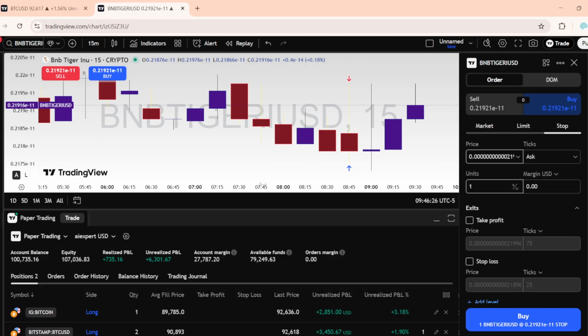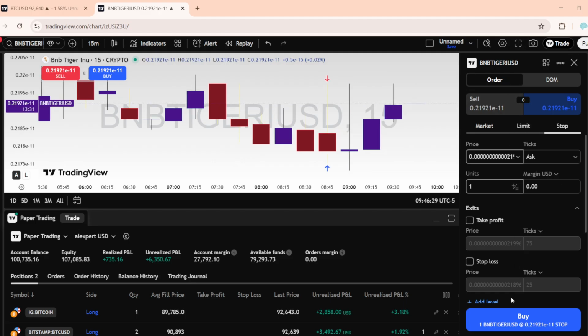In the trading panel, click Buy or Sell. This opens the order window. Here, choose your order type. Market orders aim to fill immediately at the current market price. Limit orders let you specify the exact price you're willing to pay or receive. They'll only fill if the market reaches that price.